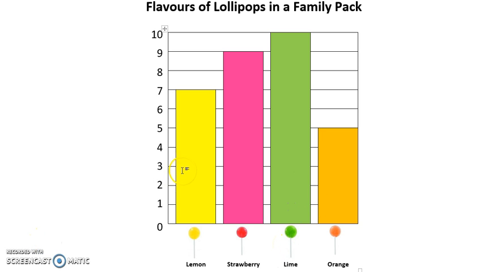And the last thing on this graph is the data. The data is the number of lollipops of each flavour. So the data here is the bars. There are 7 lemon lollipops. Here, this data shows that there are 9 strawberry lollipops. Here, this data shows that there are 10 lime lollipops. And here, this data shows that there are orange lollipops.